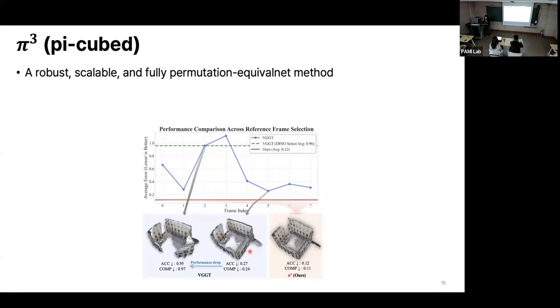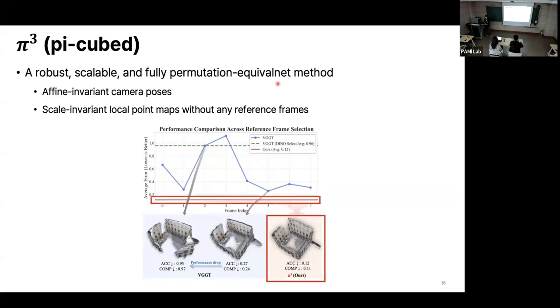So this paper suggests a reference-free, permutation-equivariant method. It means that with varying frame indices, there is no instability, and they also have scalable results compared to the previous work. For this permutation-equivariant property, they designed two attributes. The first one is for the camera pose, and the second one is for the point map. I will explain the details in the next part.